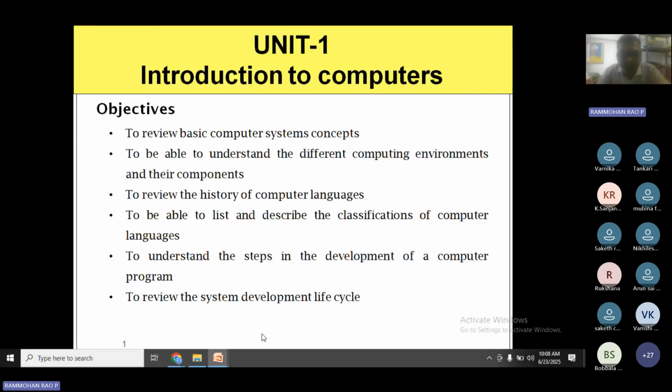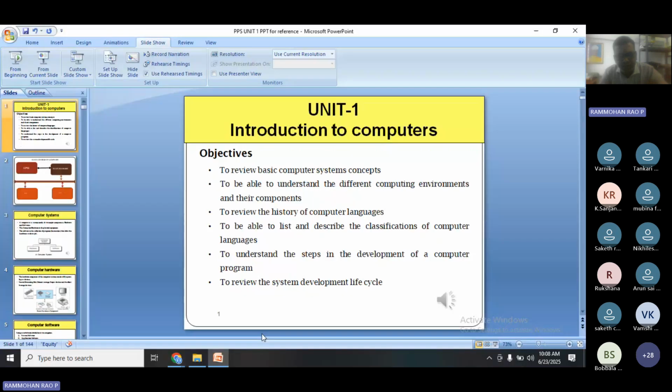Right. Let me explain what we are going to discuss today. The idea is to understand the basic functional components of a computer. Let me explain the fundamental things.